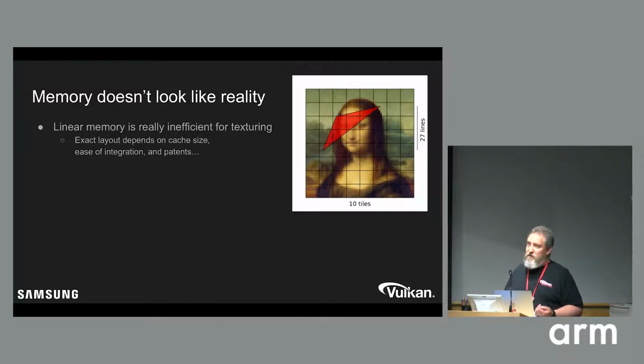I've shown 8 by 8 tiles. Of course, there's no particular reason it could be done like that. Each GPU has its own way of doing these things. And that's not to say that the order of pixels within the tile is linear. That's not to say that the order that the tiles are stored in memory is linear. All of this is proprietary.